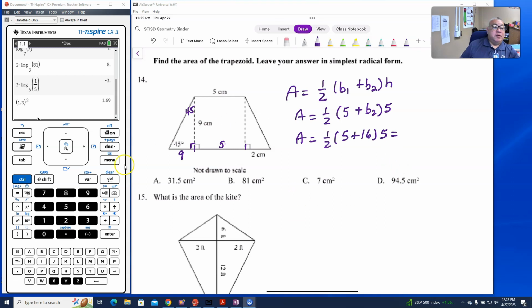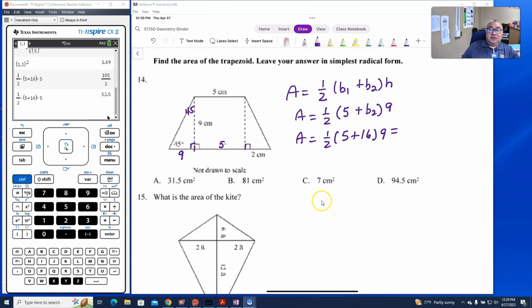So remember, we want to be accurate. Make sure you type it into the calculator correctly. So we have 1/2 parentheses 5 plus 16 times 5. And what do you get? If you get something like 105 over 2, it's going to be 52.5.